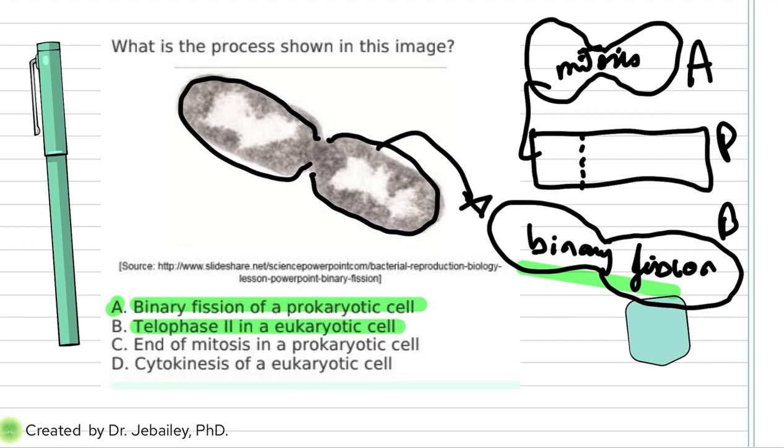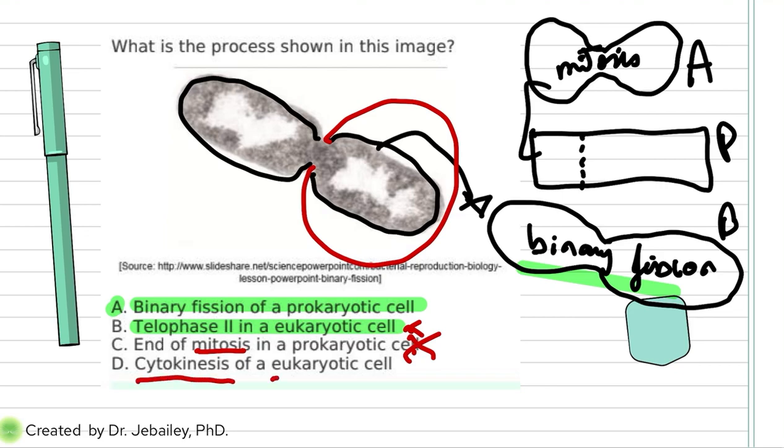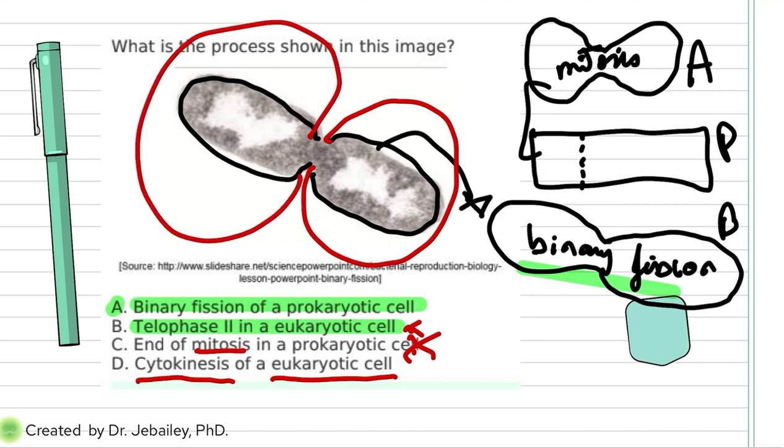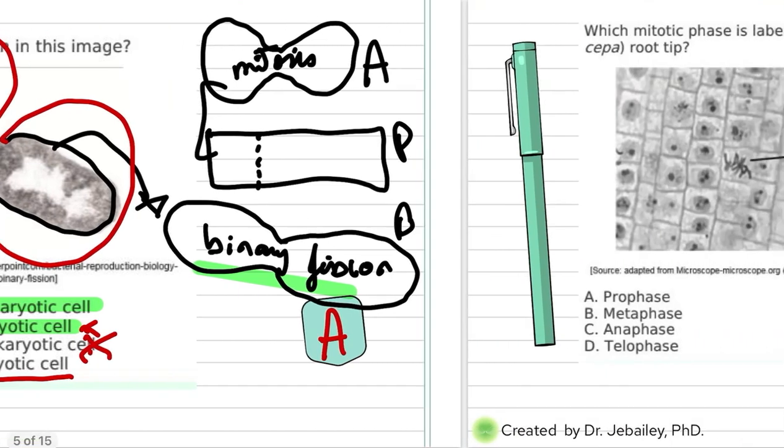Telophase 2 in eukaryotic cells. It is not, because if it was an animal, the shape would be more like a circle. So it can't be that. Endomitosis in prokaryotic cells. Prokaryotic cells do not do mitosis, so that's already cancelled. It's binary fission. And again, cytokinesis of eukaryotic cells. It could be cytokinesis, but cytokinesis also means that they have to look like this shape and not like a rod shape. So the right answer here is A, because of the shape. It really shows that it's a rod and it's a bacteria.